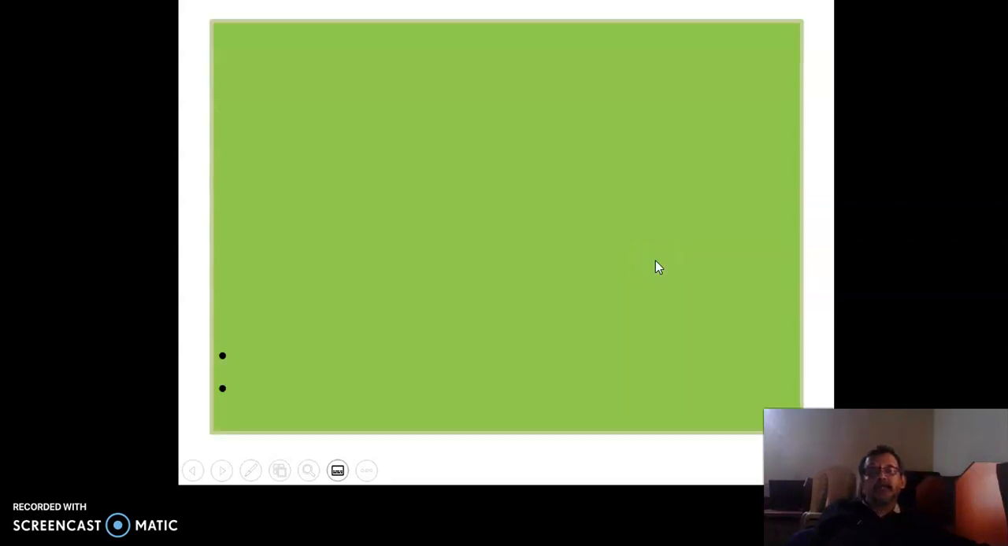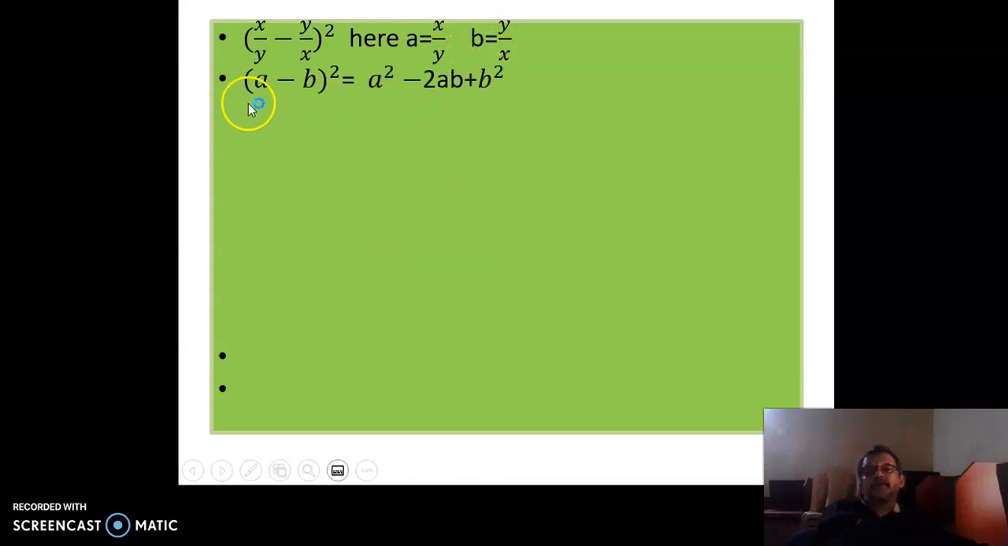Therefore, this is the answer for this problem. Now let us take another problem. (x by y minus y by x) whole squared. Here a equals x by y, b equals y by x. So (a minus b) whole squared equals a squared minus 2ab plus b squared. So (x by y minus y by x) whole squared equals (x by y) whole squared minus 2 into x by y into y by x, plus (y by x) whole squared.